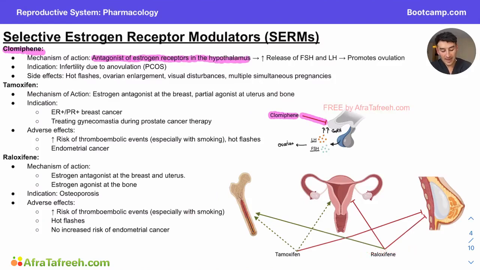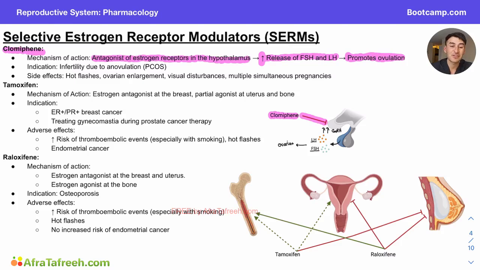We had antagonism of estrogen receptors at the hypothalamus. We were tricking the hypothalamus into thinking there's no estrogen around. The hypothalamus responds by increasing levels of GnRH, which is going to lead to increased release of FSH and LH from the anterior pituitary, which is going to go on to promote ovulation and help patients with infertility due to anovulation.